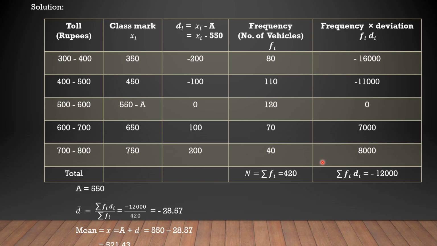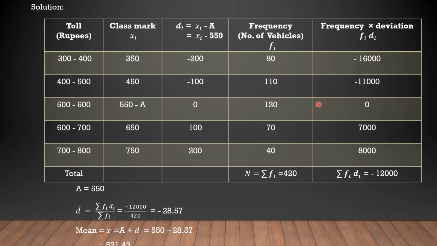Then we find the summation of FiDi. For this, we add all these values. So summation of FiDi is equal to minus 16,000 minus 11,000 plus 0 plus 7,000 plus 8,000. So first we add the positive terms and then we add the negative terms.